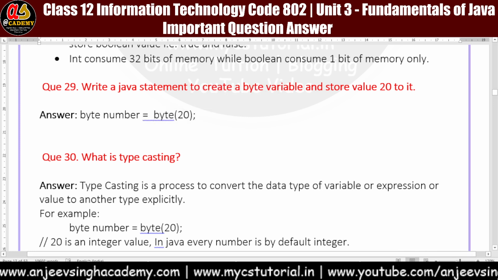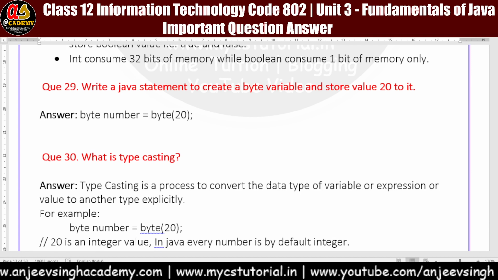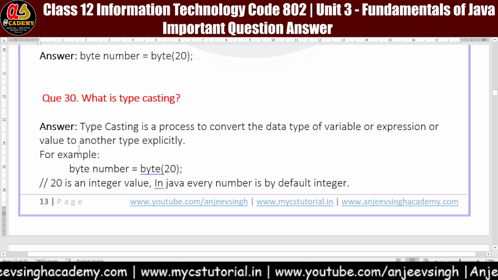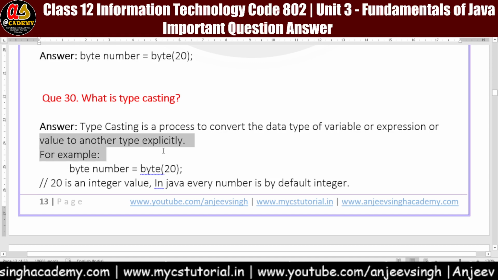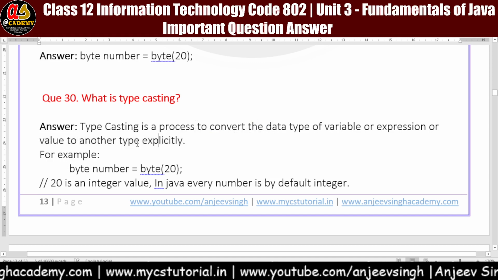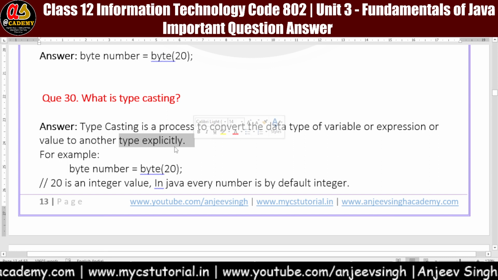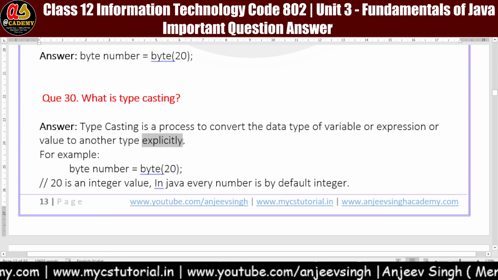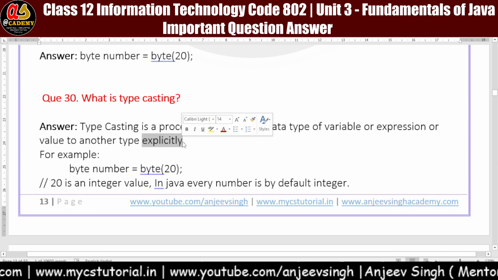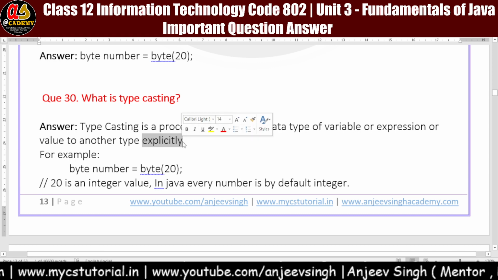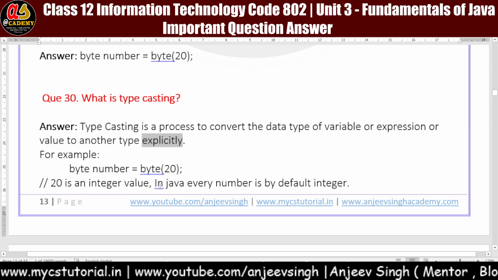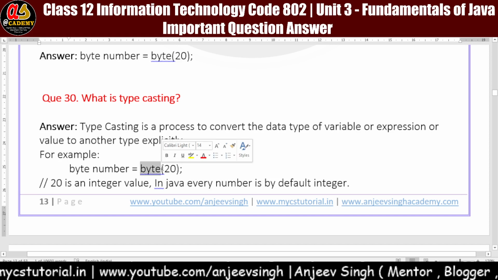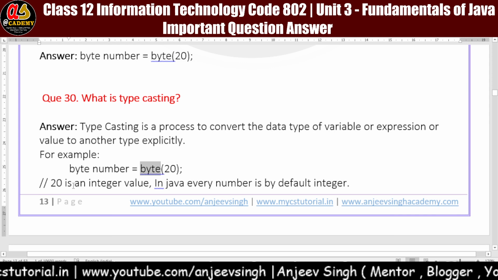I'm converting the type of one value to another data type. So typecasting is a process to convert the data type of a variable or expression or value to another data type explicitly. There are two types of type conversion: one is called implicit and the second is called explicit. Explicit means externally, forcefully. So what I'm doing here, writing (byte) 20, means I'm doing forceful data typecasting here.